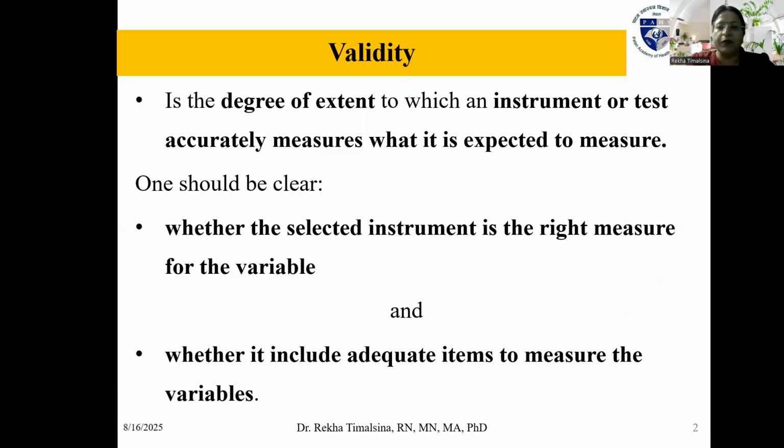Validity is one of the most important characteristics of measuring a construct. It refers to the degree or extent to which an instrument or test accurately measures what it is expected to measure. In simple terms, it answers the question: are we truly measuring what we think we are measuring? When selecting an instrument, it is important to ensure that it is the right measure for the variable and that it contains adequate items to fully capture the construct.